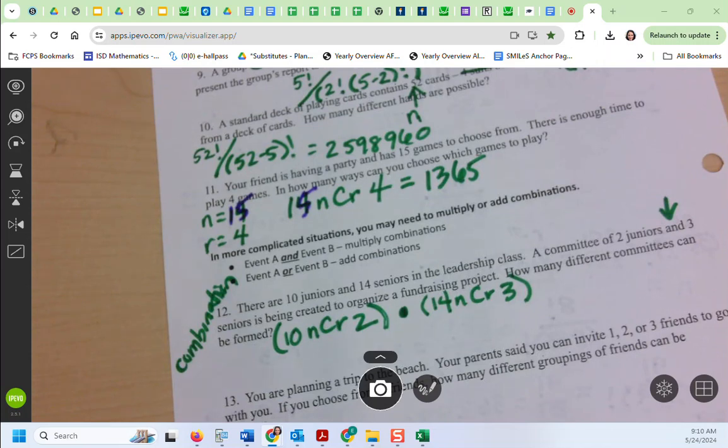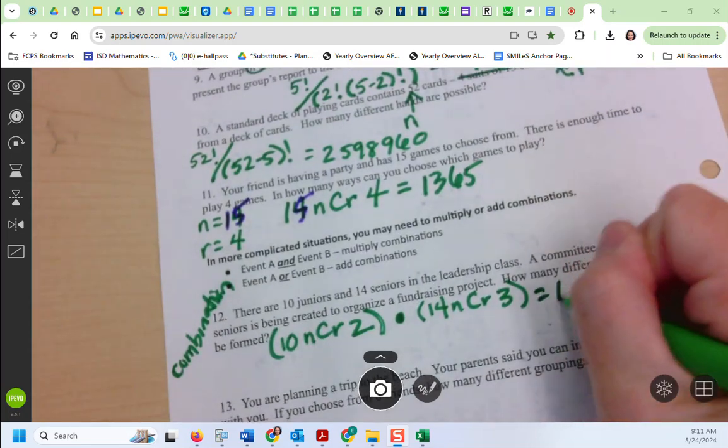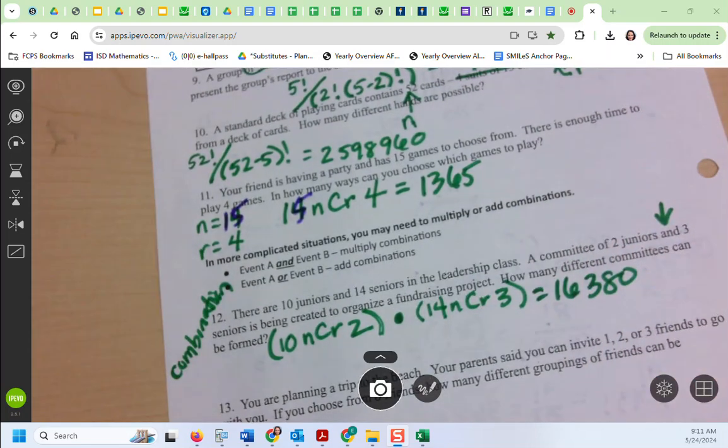All right, so go ahead and find your answer for that one. It's a little bit of typing, but doing it is going to help you know what you're doing. All right, 16,380. Anybody get that? I didn't get it. 16,380.